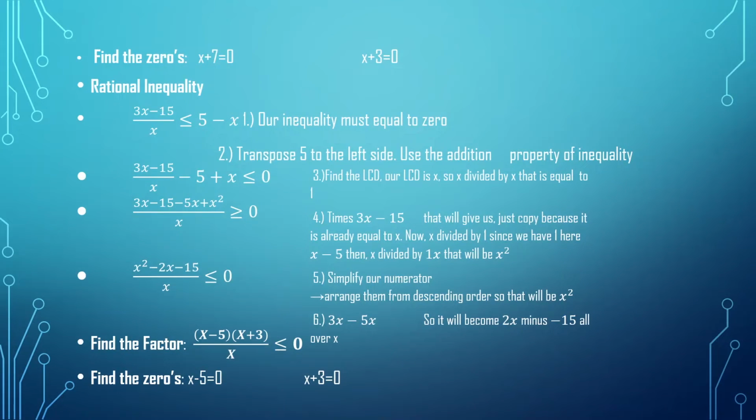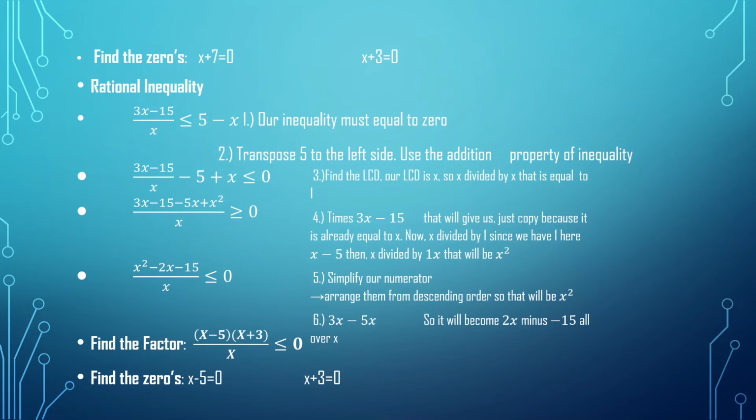Find the zeros. The zeros are x equals -7 and x equals -3. We need to combine 2x minus x. Next, 10 minus 3, that is equivalent to +7. Find our zeros. x plus 7 equals 0 is x equals -7. x plus 3 equals 0 is equivalent to x equals -3.